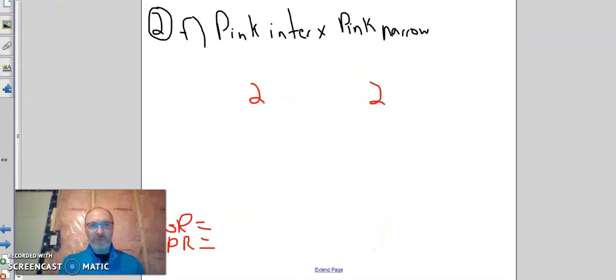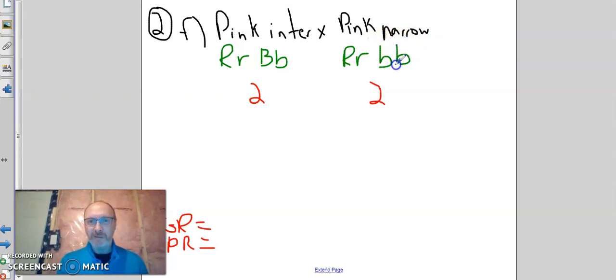Okay. If we jump to question 2F, here we've got a pink intermediate with a pink narrow. So again, this is an intermediate, incomplete dominant, being produced in heterozygous individuals. But we're following two traits at the same time. So there's a little bit more going on here. Let's start with pink. If you're pink, you're going to be big R, little r. And if you're intermediate in terms of the size of the leaf, you're going to be big B, little b. Again, pink is big R, little r, and a narrow leaf is going to be recessive, and so you have to be little b, little b.